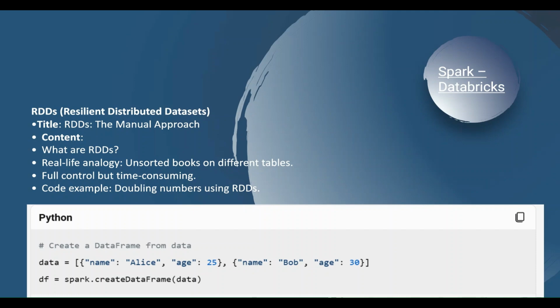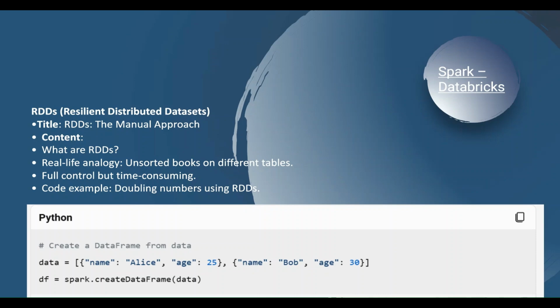Imagine you have a pile of unsorted books spread across many tables. Now you want to find all the books with a specific topic. Every book has a specific topic and you want to find it. So you have to manually search through all the tables to find these books. It's time consuming and manual, but you have full control over how the books are arranged or searched.